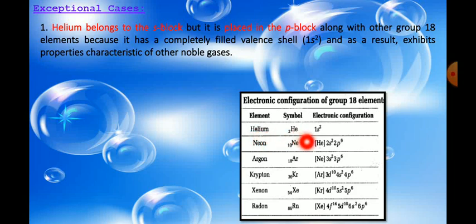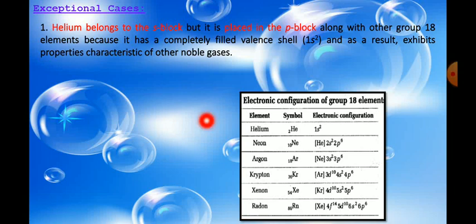Its electronic configuration is 1s2. The valence electrons are 2. Present in which orbital? S orbital. As per our classification, it should have been placed in S block elements. But where is it placed? It is placed in P block elements along with the noble gases. According to the definition it should be in S block, but they have placed it in P block. It's an exceptional case.